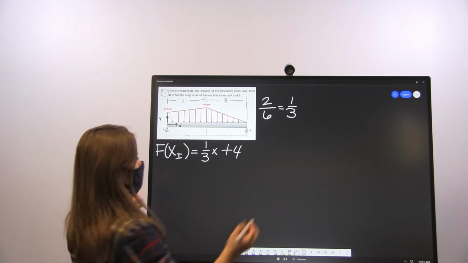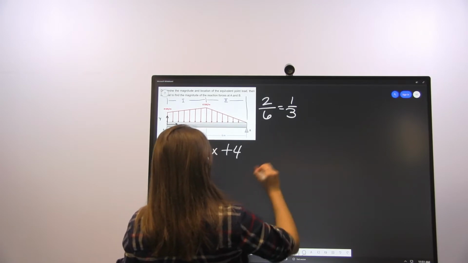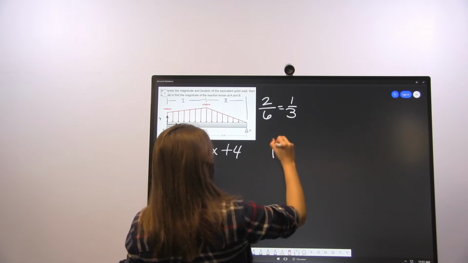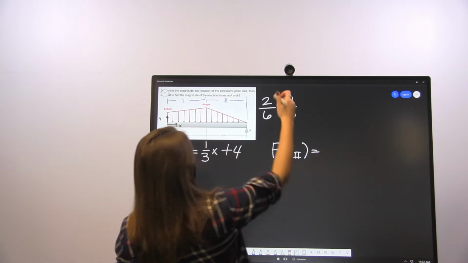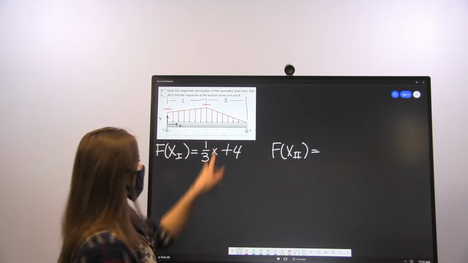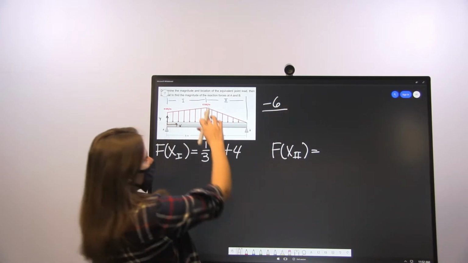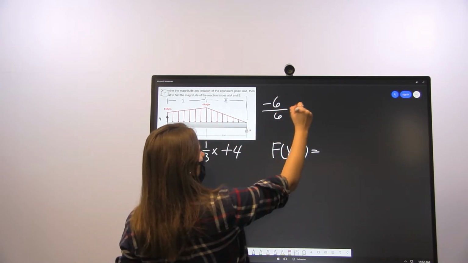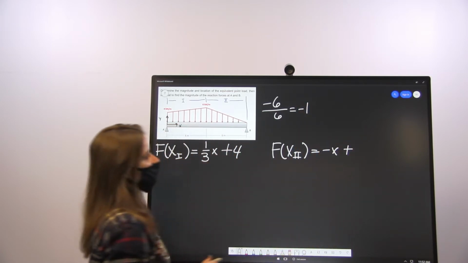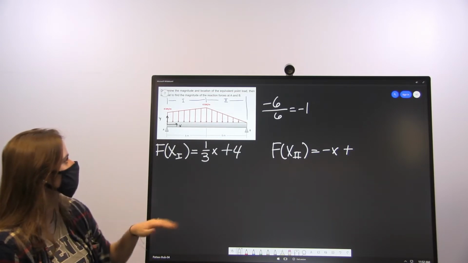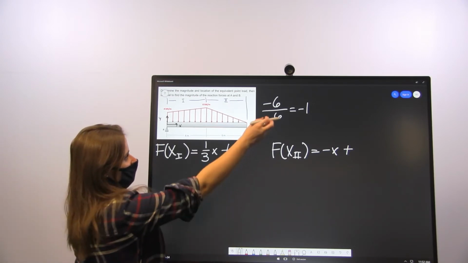And then we're going to want to do the same thing for our second distributed load. We're going to want to find the function of that one. And that's the same thing. We're looking at how much we cover, what's our slope. So we're going down -6 kilonewtons per meter over 6 meters. So our slope is just -1, so negative x. And you can just solve this using the beam itself. This makes it pretty easy because our slope is -1.